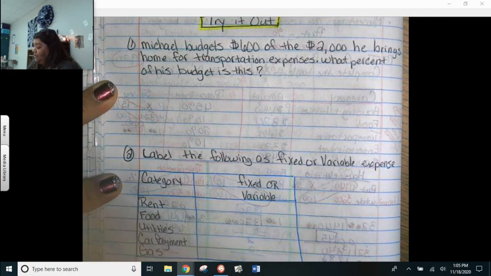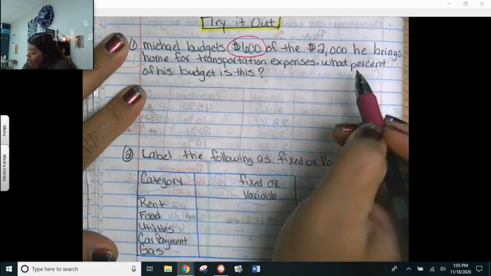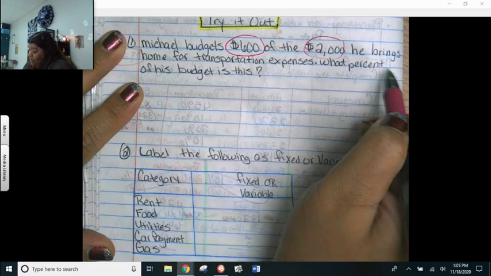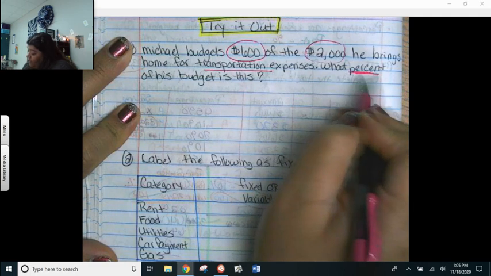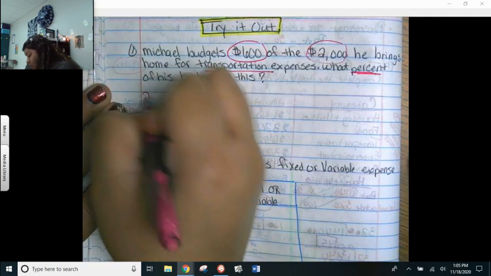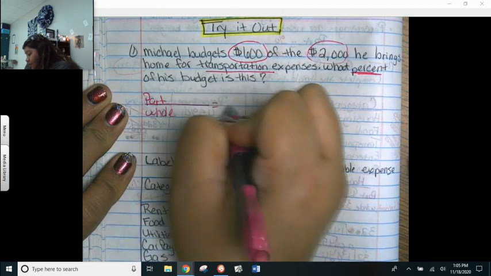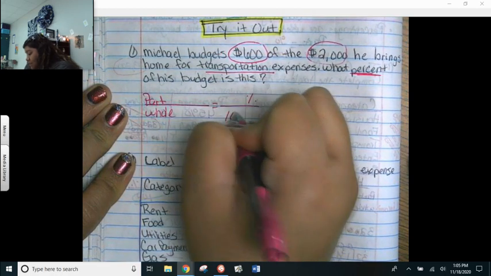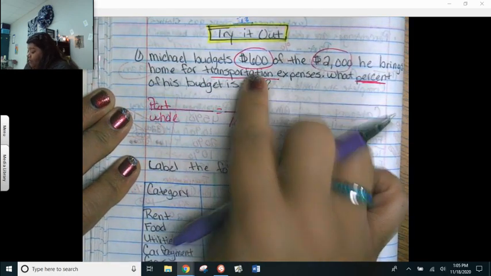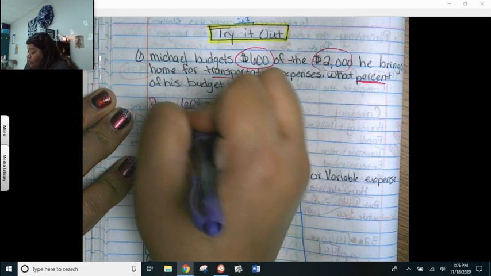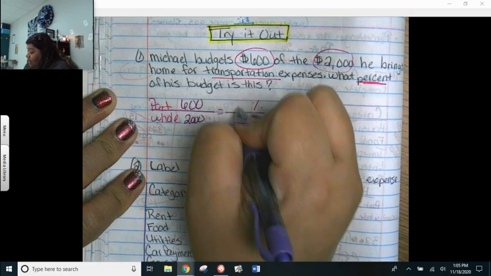All right. Let's see how you did. Number 1, Michael budgets $600 of the $2,000 he brings home for transportation. What percent of his budget is this? So percent proportion, part, whole, percent, and 100. Boom. He budgets $600. So that is his transportation, and he makes 2,000. And we're looking for the percentage.